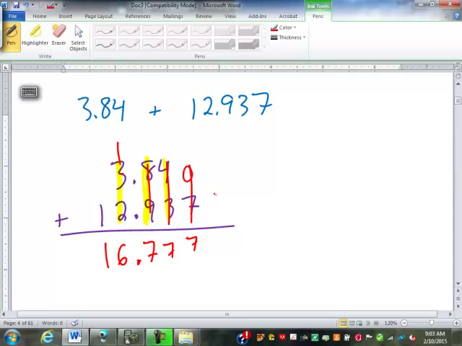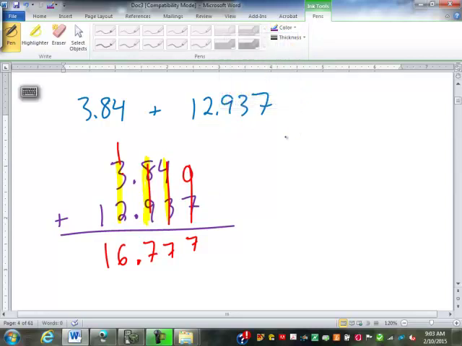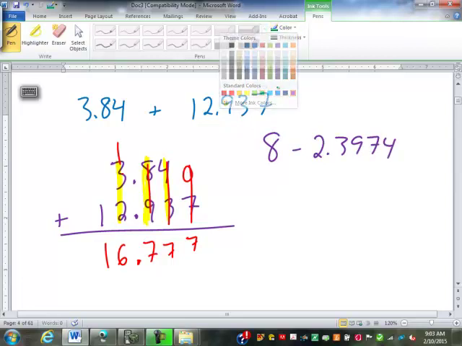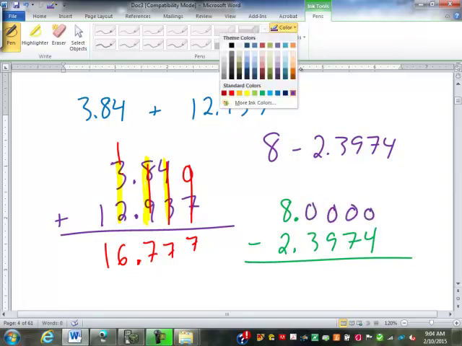Now for subtraction, I'm not going to do a lot of examples either, but I'm just going to do one big one like this. When I go to set this up, where's the decimal point in the 8? Yes. If there's no decimal point in the number, it's at the end of the number. So when we line that up with the 2.3974, fill in the zeros, and then we're going to subtract.